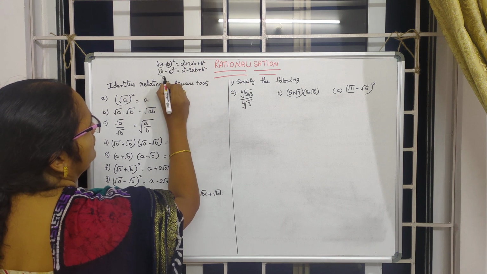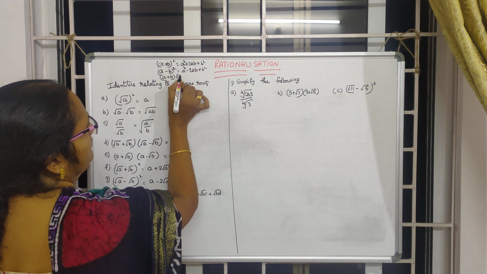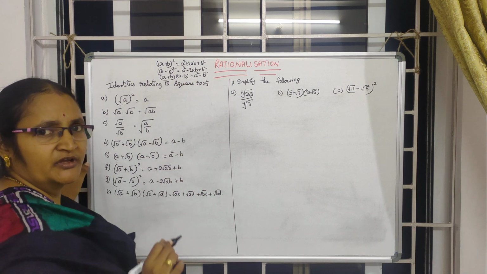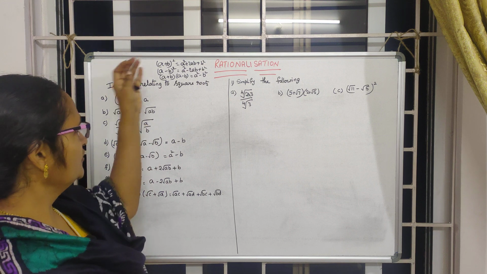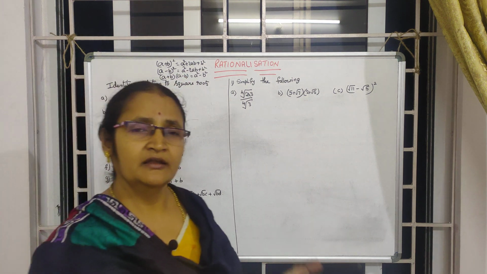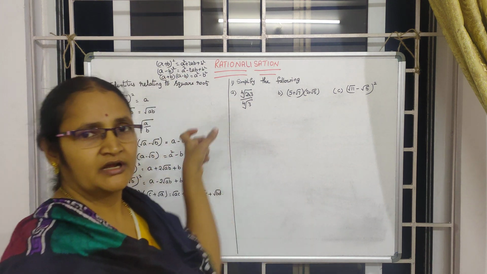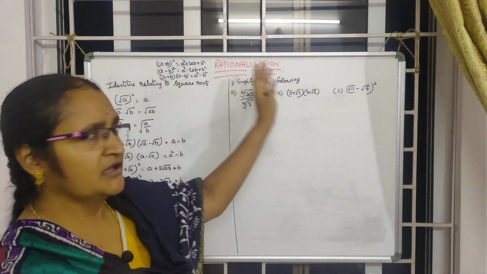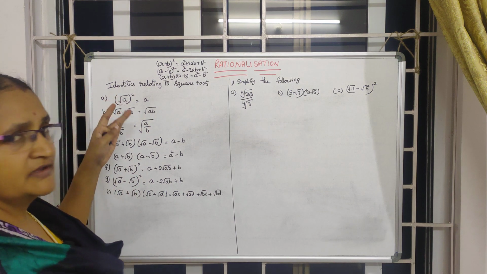And one more identity we also know: a plus b into a minus b equals a square minus b square. These are the algebraic identities we already know. Using those algebraic identities and the laws of square roots, we derived a few more identities which we are going to use in rationalization. So let us see those.